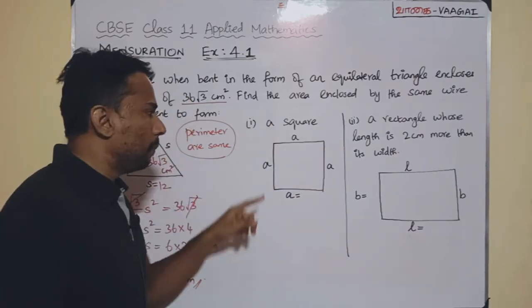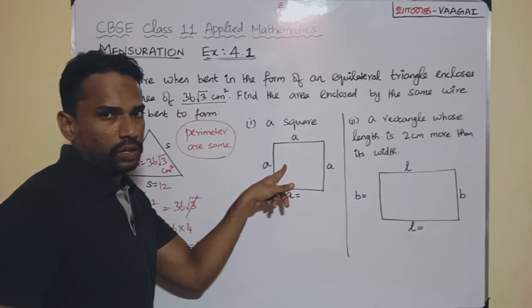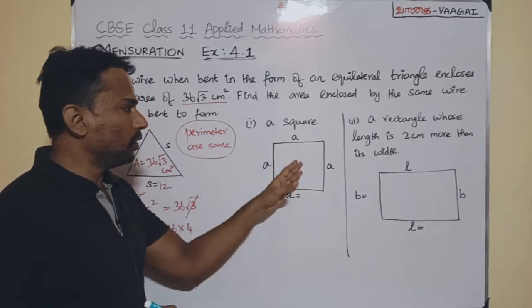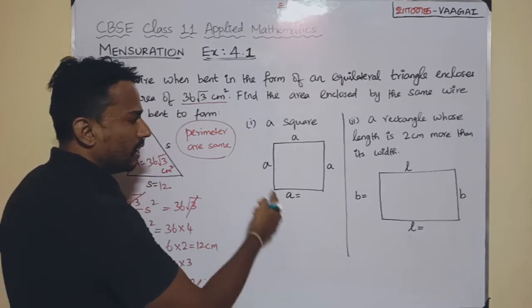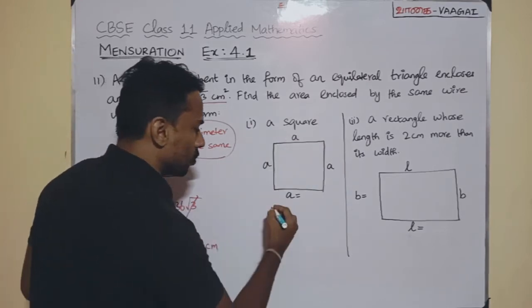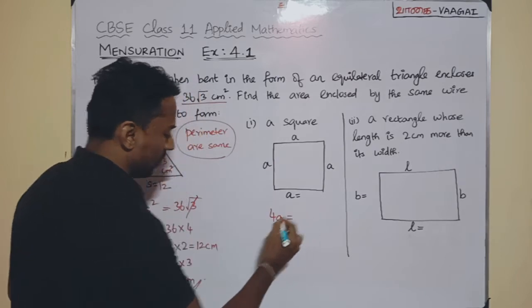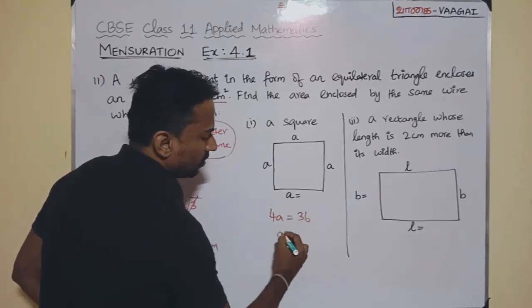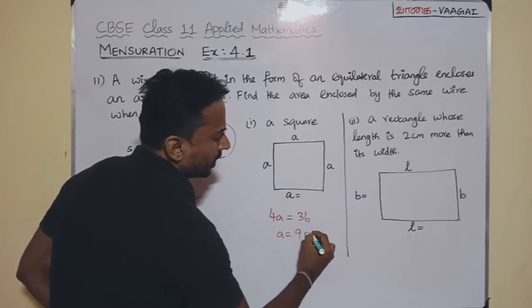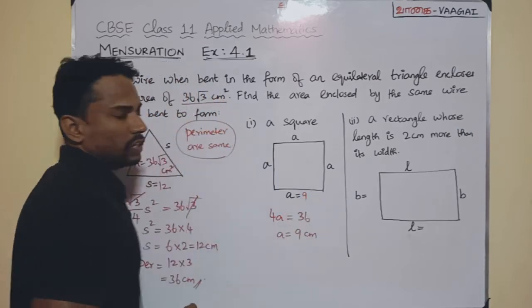That means the perimeter of this square is going to be what? 36 centimeter. Okay. Now what about the perimeter of a square whose side is A? Very simple. A. 4 A's are there. So 4A is going to be the perimeter. So I can very well equate 4A equals 36. So when I equate this, I will be getting A is equal to 9 centimeters. So each side of this square is going to be 9 centimeters.